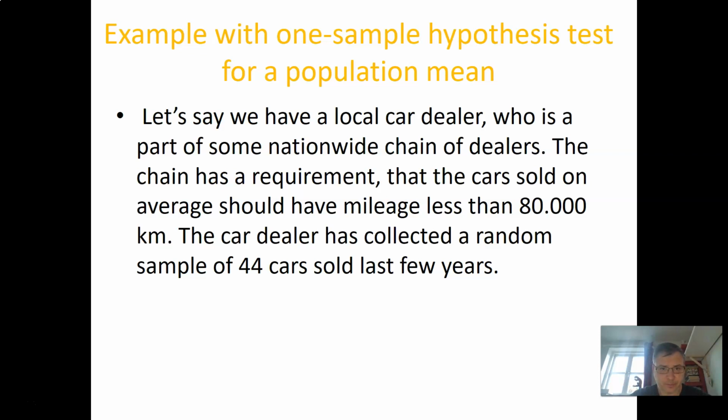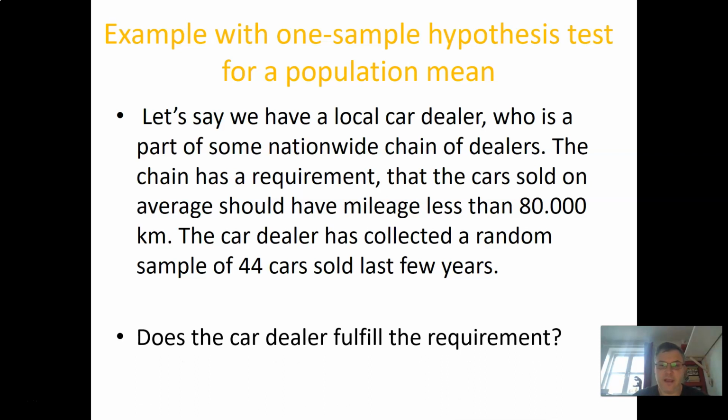So the example is, let's say we have a local car dealer who is a part of some nationwide chain. This chain has a requirement that the cars sold at every dealer should have mileage less than 80,000 kilometers, no more than 80,000 kilometers. In order to check that, the car dealer has collected a random sample of 44 cars sold in the last few years, and we want to answer the question: does the car dealer fulfill the requirement?